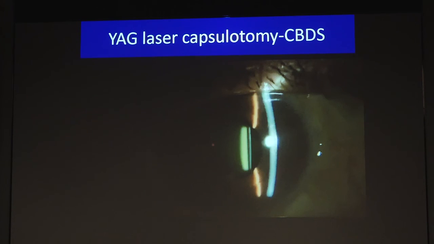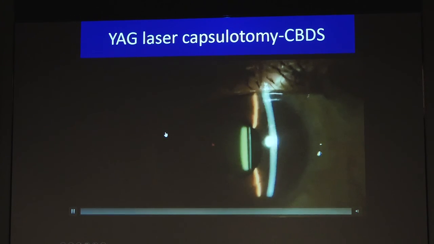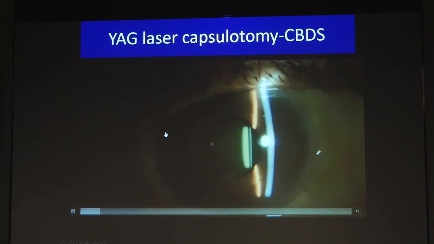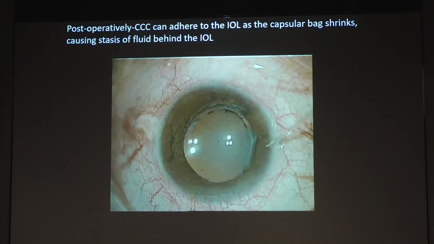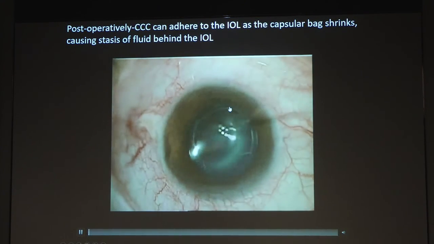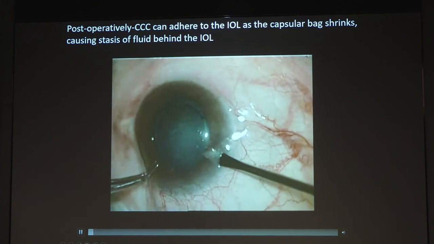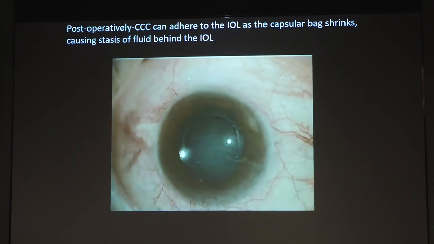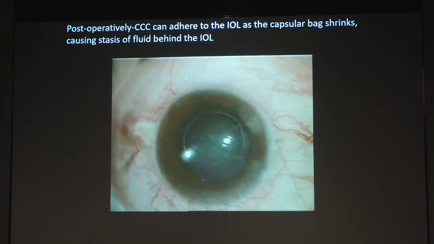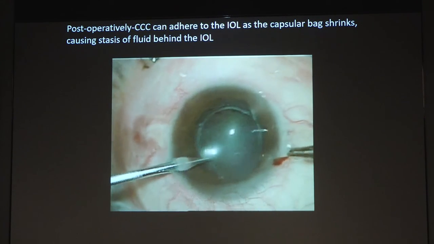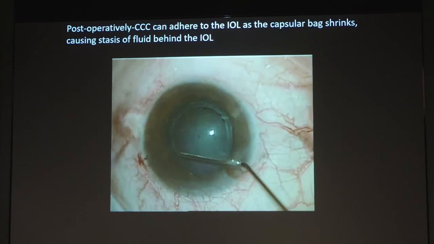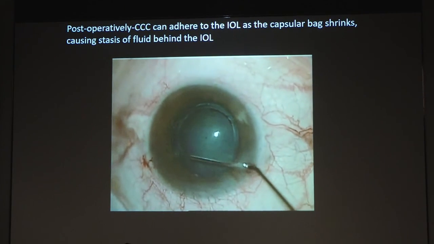The Nd:YAG laser is nothing different from the regular YAG capsulotomy we tend to do. Once you do that, the fluid disappears and you will get a clear visual axis. Sometimes just a separation of the capsular adhesion to the lens optic itself is enough to tap this fluid. So go inside, just separate the capsular rim, and you will get access to the turbid fluid behind the lens.